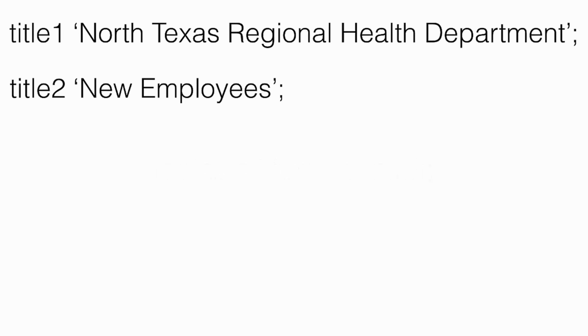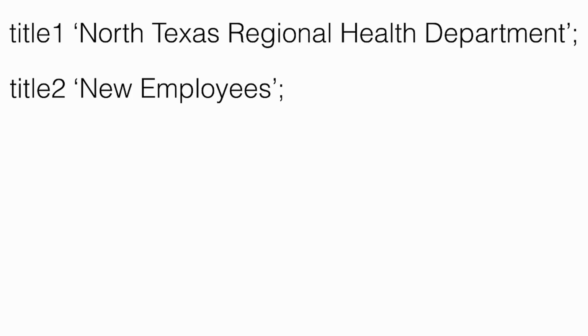In this example, the title statement specifies the title North Texas Regional Health Department. Question: on which line will this title appear? The title statement does not specify a line number, so SAS will display this title on line 1. In this example, the footnote statement specifies the number 3, so the word confidential will appear on the third footnote line. You can specify only one title or footnote in a single statement.